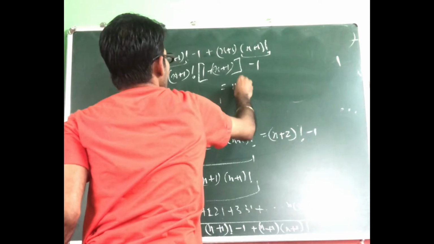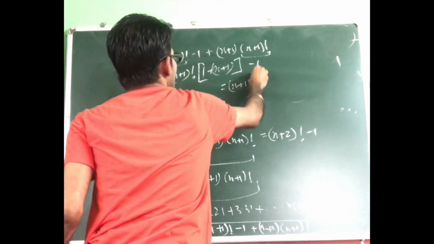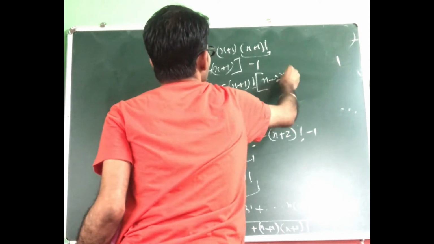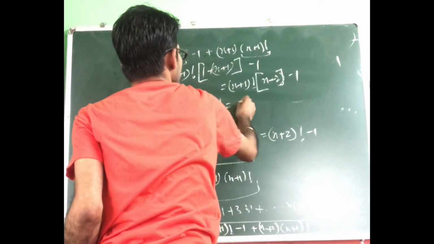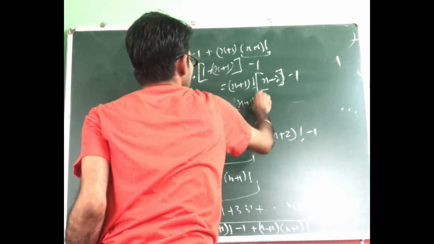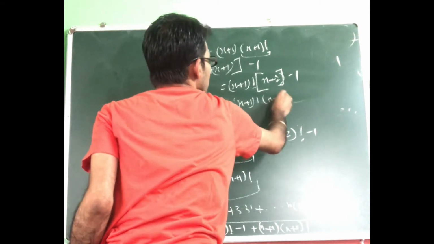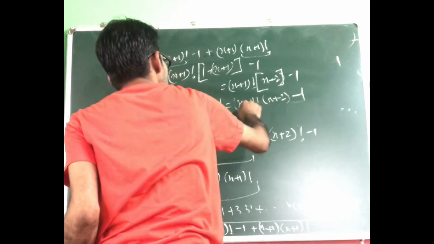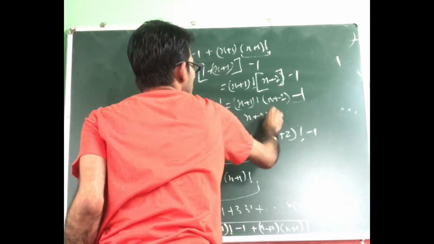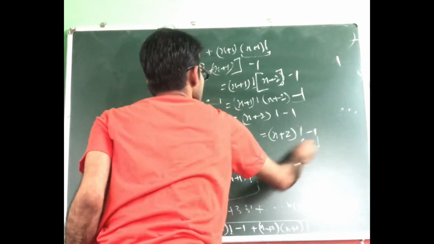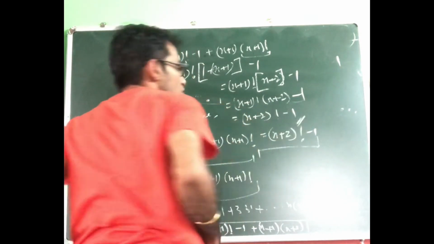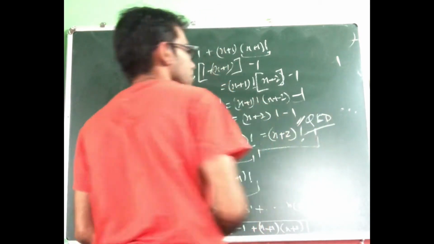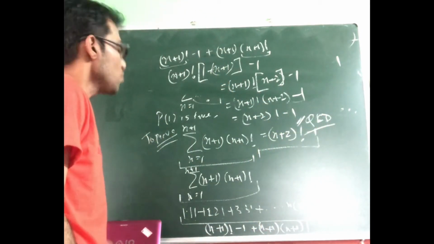So this is equal to (n+1)! times (n+1+1−1), which basically is (n+2−1). So which is actually (n+1)! into (n+2) − 1. So (n+2) into (n+1)! basically is (n+2)! − 1, and this is what we are required to prove. So done. So this is how we need to prove.